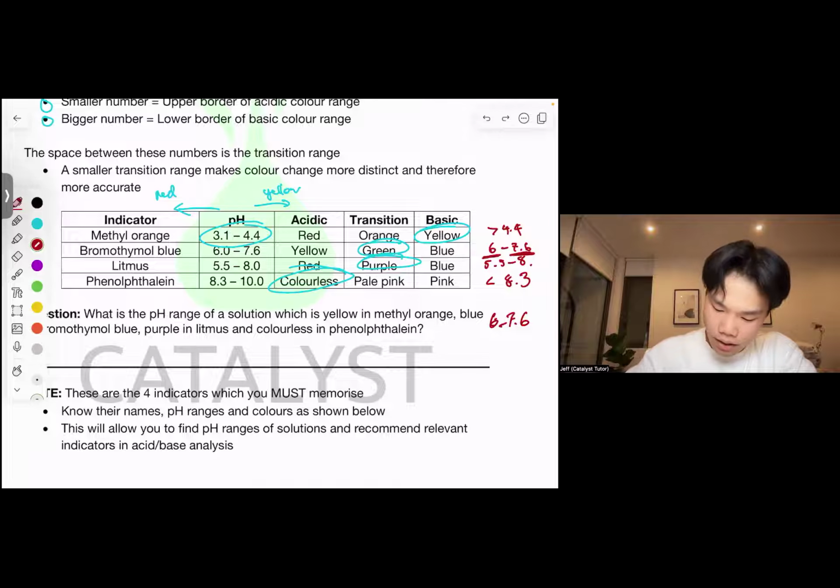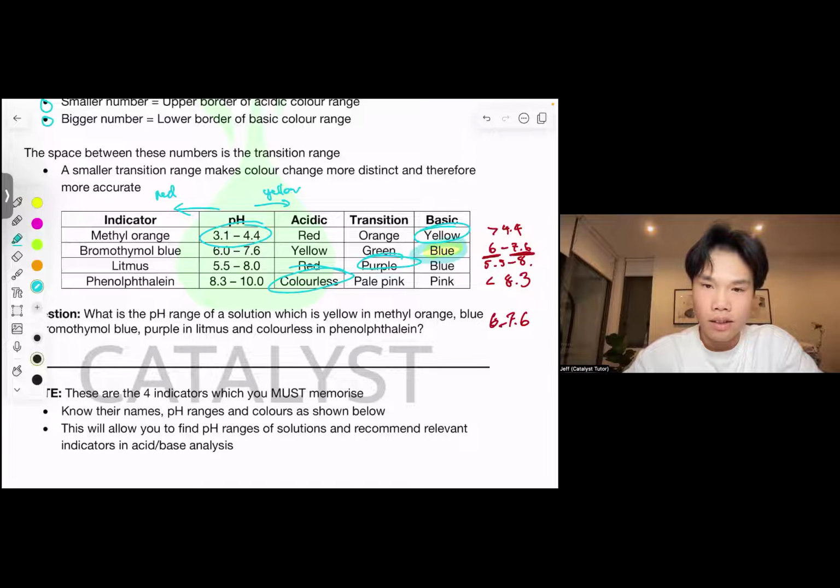What if instead, let's say that we changed this green color and it shows instead a blue color. Now what's the narrowest range? 7.6 to 8.3? We can make it a bit narrower.